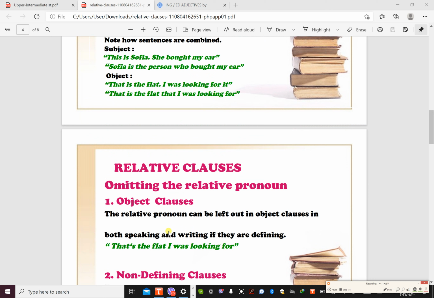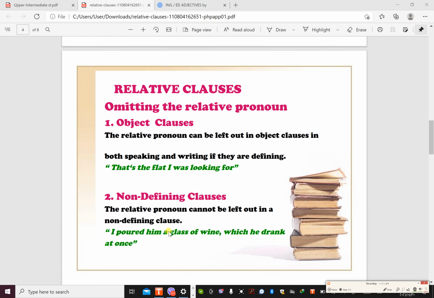Okay, is that clear? In speaking or even in writing, sometimes we don't need to put these pronouns in a relative clause. For example, instead, say "that's the flat I was looking for," because this sentence is complete. If I say which or that, it just gives us extra. Especially in writing, when you write academically, use a more brief way, but it should be clear.